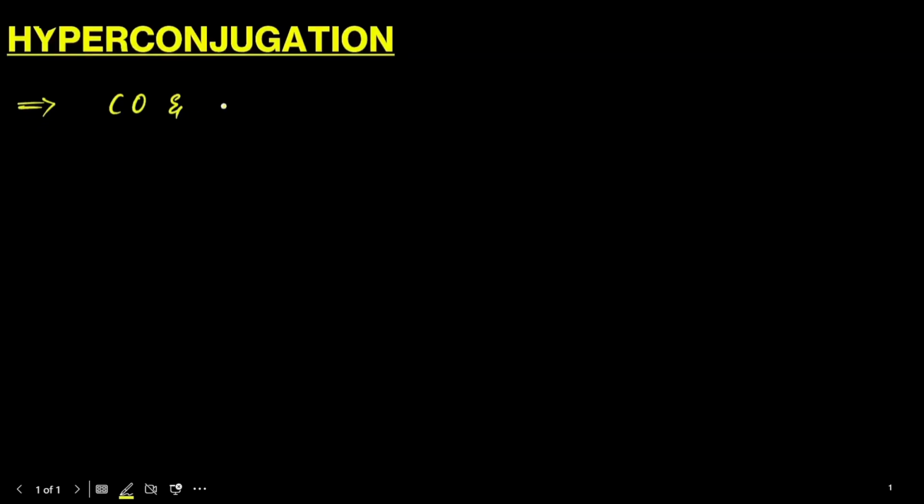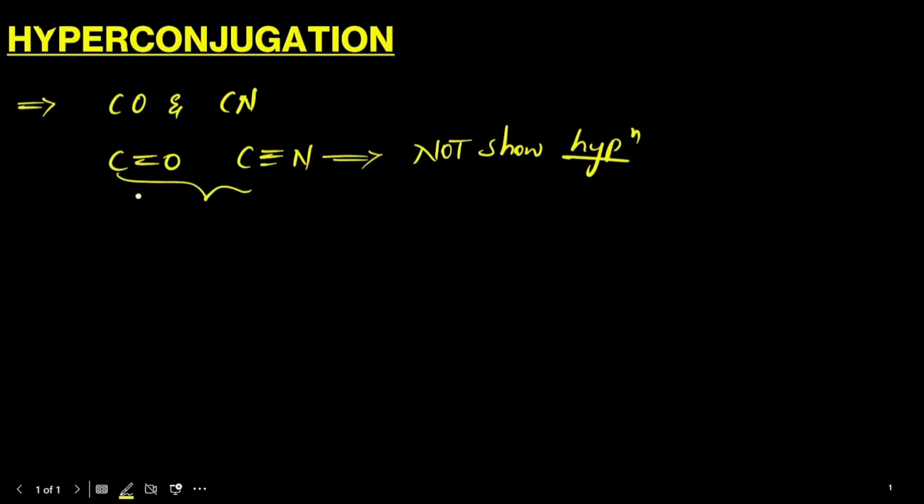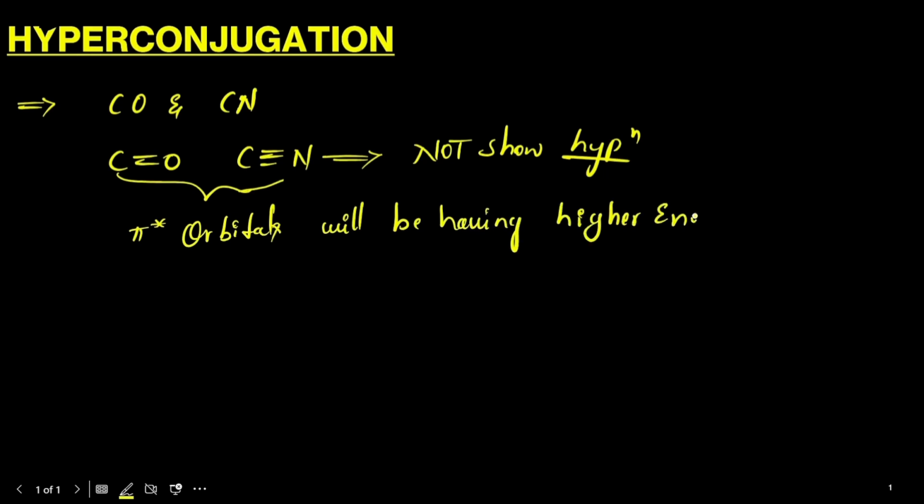Consider CO and CN. Here this is C double bond O, and here C triple bond N. You can think that hyperconjugation is also possible in these two cases, because here also there is an anti-bonding pi star orbital. But these two will not show hyperconjugation in these cases. The pi star orbitals will have higher energy. So this anti-bonding pi star orbital will have high energy in the case of CO and CN. Therefore, in these two cases, hyperconjugation is not seen.